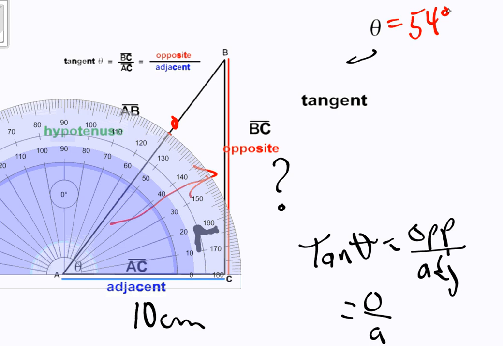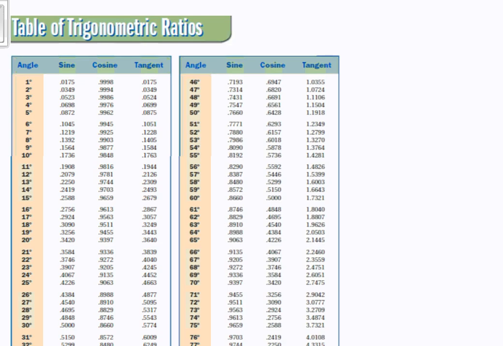So here's what we do. We take angle theta equal to 54 degrees. Now we have to use this thing called a table of trigonometric ratios. We want to talk about tangent. Tangent is right here, and here are the degrees as we go down. We need to find 54 degrees. 54 degrees is right here, and tangent is this line. If we draw a line across here, we see that there's a relationship of 1.3764.